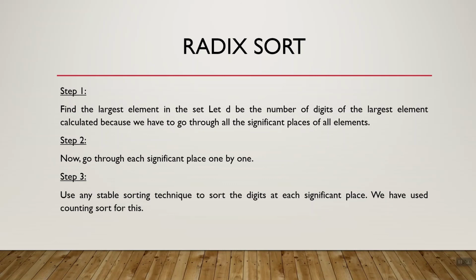First, we find the largest element in the set, and then assign d to be the number of digits of that largest element, because we have to go to all the significant places of all the elements. Now, we have to go to each significant place one by one and use any stable sorting technique, most preferably a counting sort, to sort the digit at each significant place. The following example might help you understand radix sort a bit more.